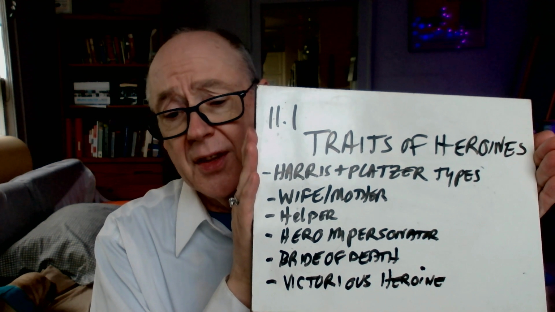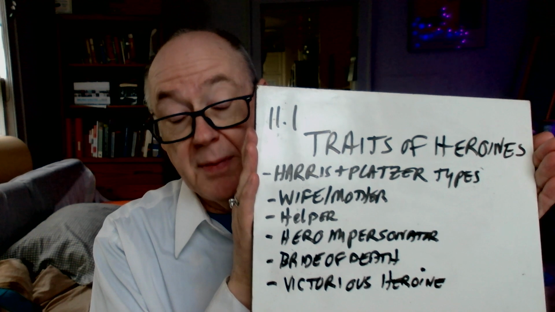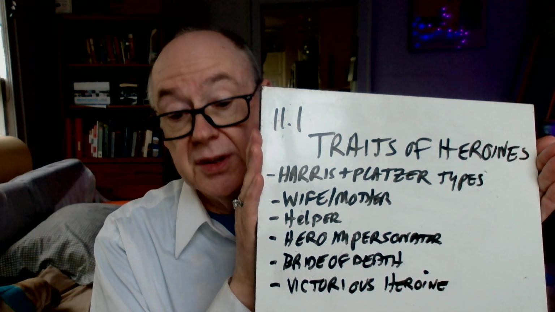The Bride of Death would be a young woman who dies before she gets married. This would be Iphigenia. This would be Antigone. There are a fair number of those.